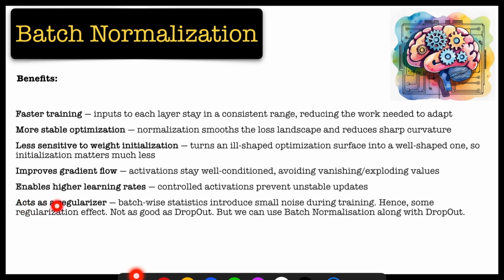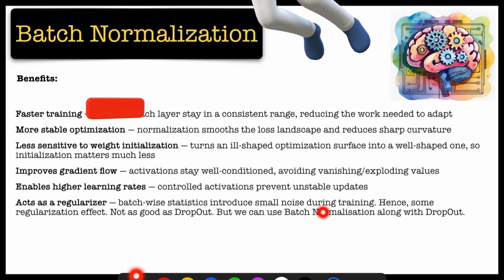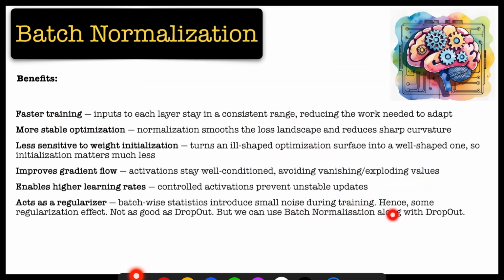Now, lastly, it acts as a regularization. What does regularization do? It prevents overfitting, right? We are using batch-wise statistics, this mean mu and sigma, and we also introduce flexibility parameters like gamma and beta. All this introduces some noise during training, and hence we have some regularization effect. It's not as good as other regularization techniques like dropout, but we can use batch normalization along with dropout to add some regularization.